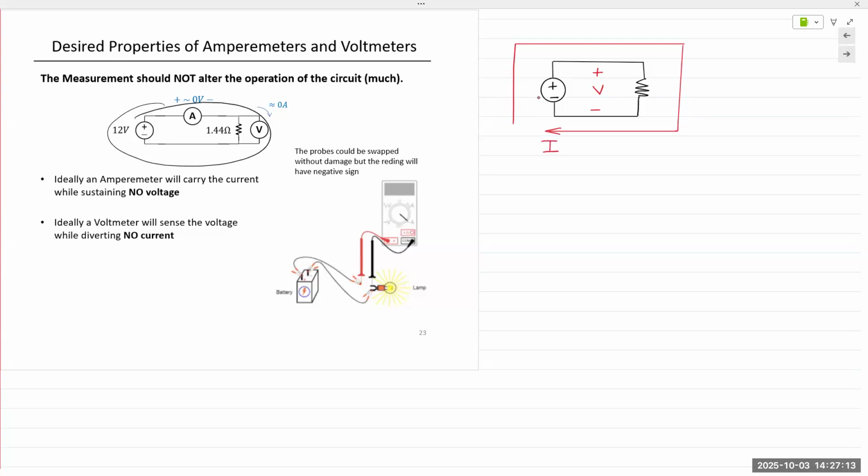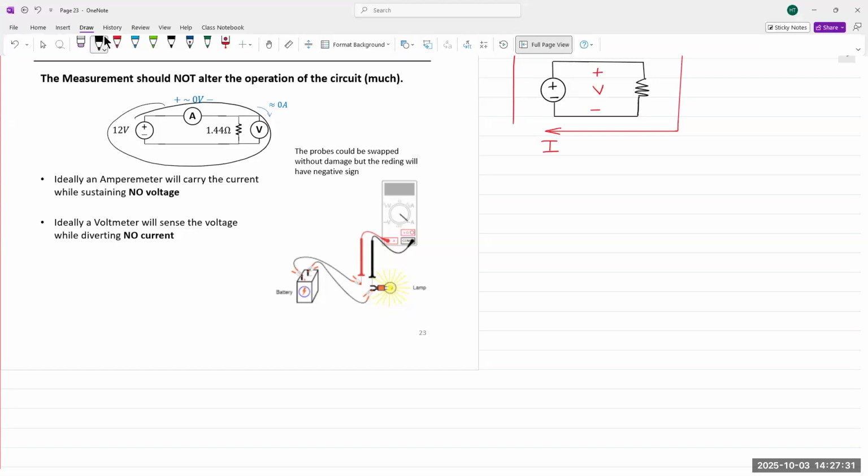The same current flows through both components and the same voltage, so it's in series as well as in parallel. Now, if you wish to measure the voltage across that load resistor, you take a meter and connect it directly in parallel with that load. So if we do that, this is what we'll have.